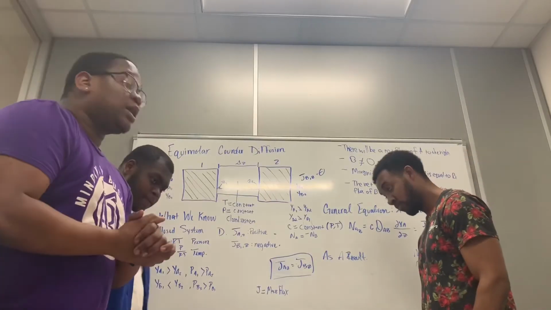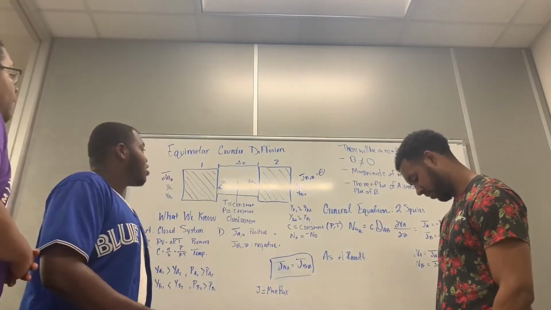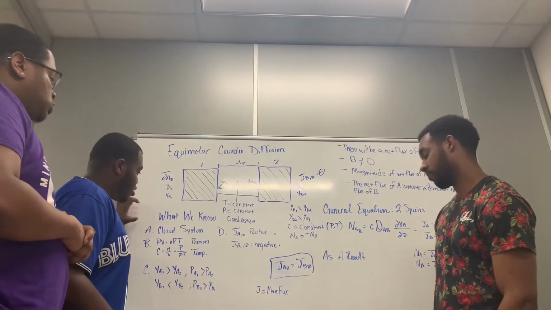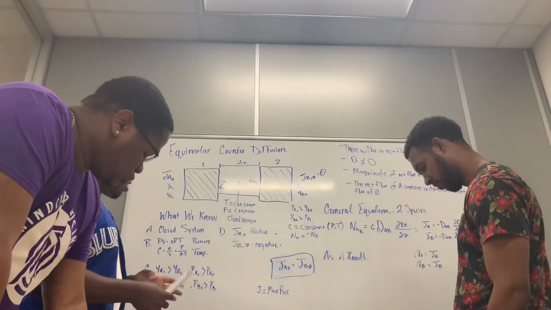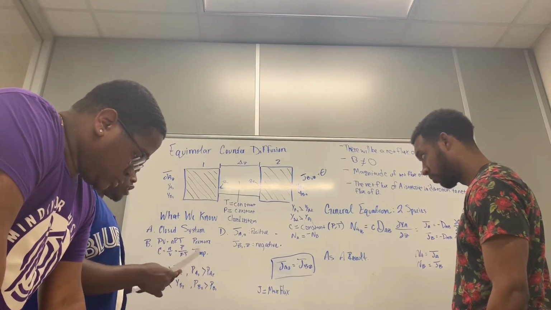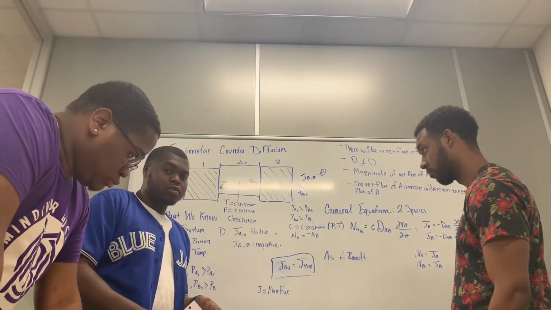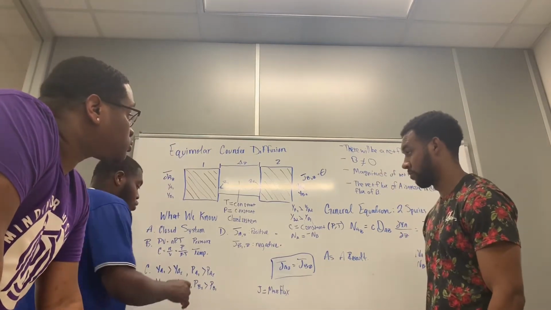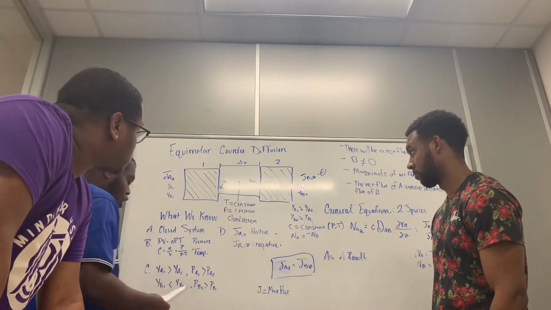Hello, we're back to talk about equimolar counter diffusion. We're going to start with the main four points of what we know about it. The main thing is that your concentration, temperature, and pressure are constant. With knowing that, you know that your system is closed.